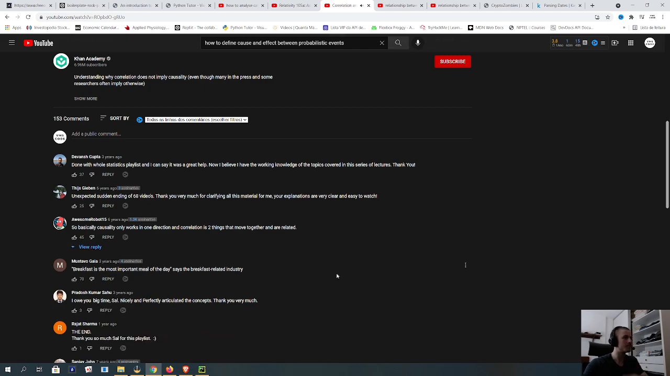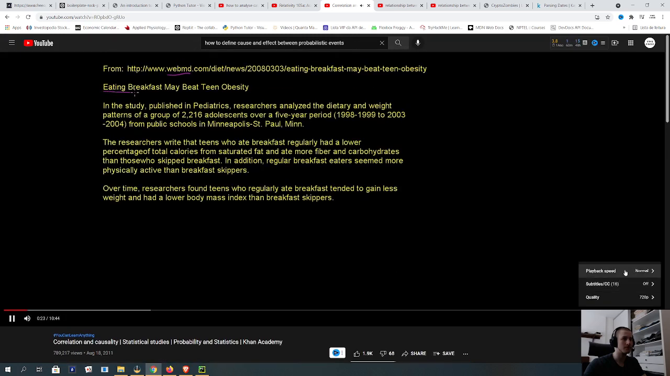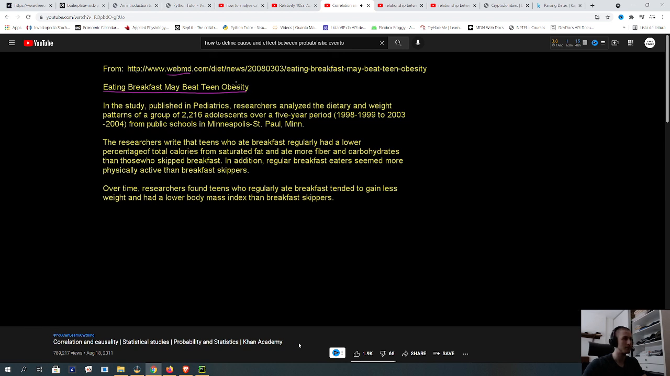So this is an excerpt of an article, and the title of the article says, "Eating breakfast may beat teen obesity." So they're already trying to create this cause and effect relationship. The title itself says, if you eat breakfast, then you're less likely to be obese. You're not going to be obese. So the title right there already sets up that eating breakfast may beat teen obesity.